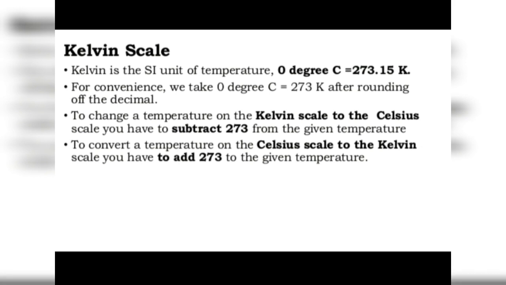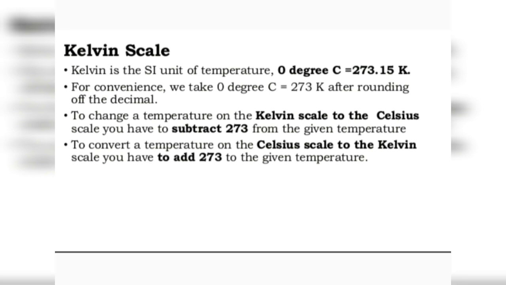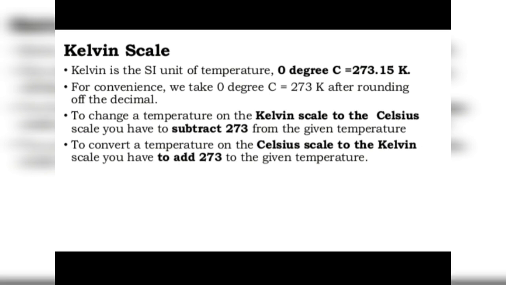Similarly, if you have to convert the temperature on Kelvin scale to Celsius scale, you have to subtract this 273. Say for instance, you have to convert the temperature of 300 Kelvin to Celsius scale. Then just subtract this 273 from 300 Kelvin. You are left with 27 degrees Celsius. So basically 300 Kelvin gives you 27 degrees Celsius.